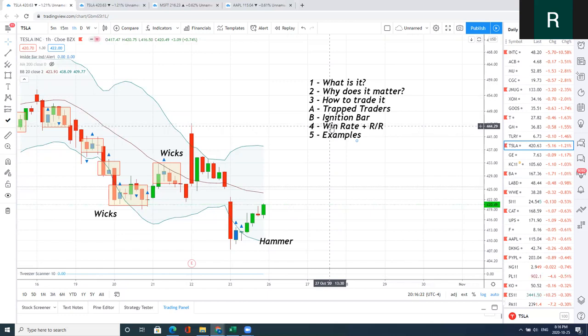But in general, this is a very great strategy because it can be used on any time frame. I'm going to show you guys examples on Tesla, Microsoft, and Apple, where we look at all different time frames and we look at winning and losing trades.